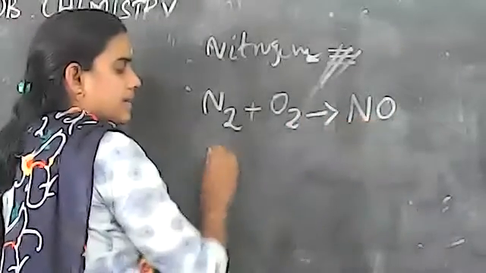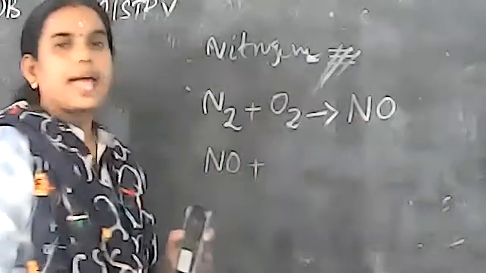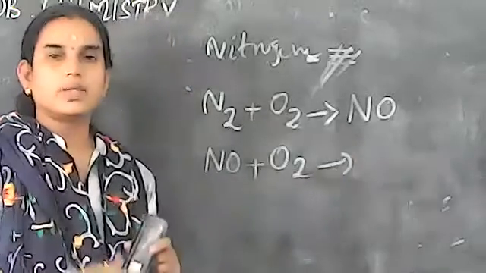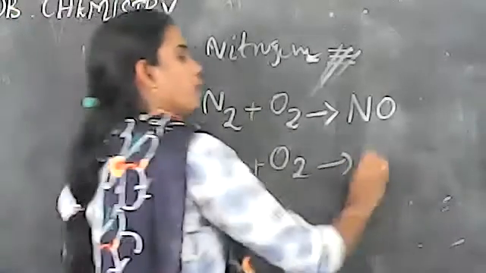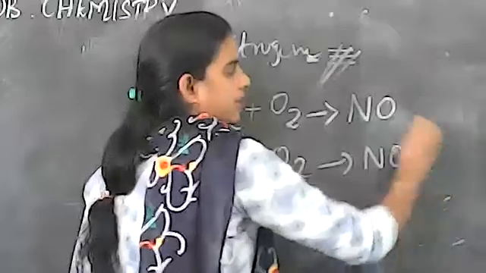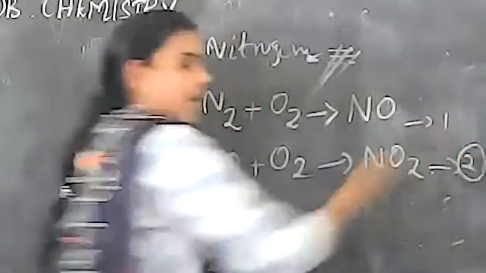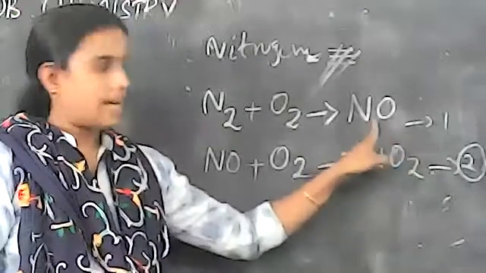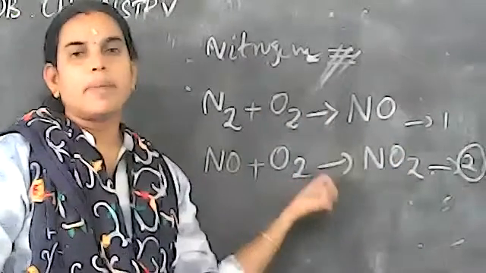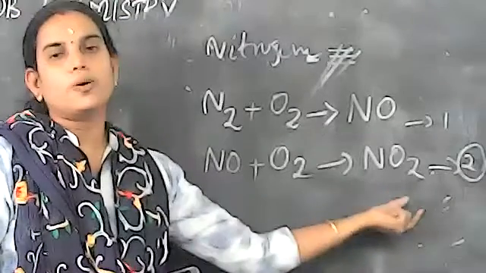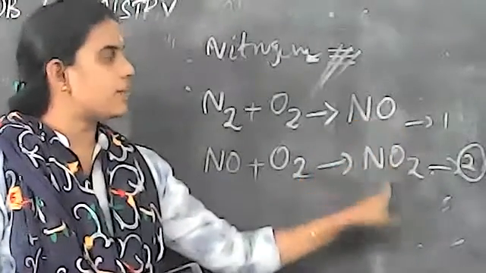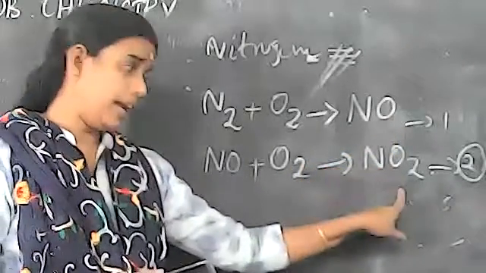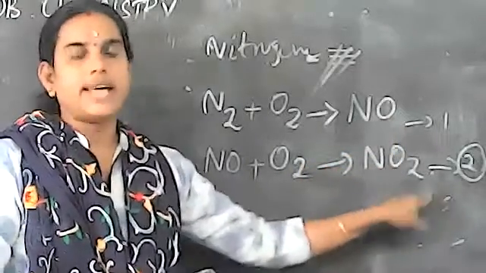Again, this nitrous oxide combines with excess of oxygen to form nitrogen dioxide. So this is our second step. In the first step we obtain nitrous oxide, and again this nitrous oxide combines with excess of oxygen to produce NO2. So there is a difference between these two compounds. This is known as nitrous oxide and NO2 is known as nitrogen dioxide.